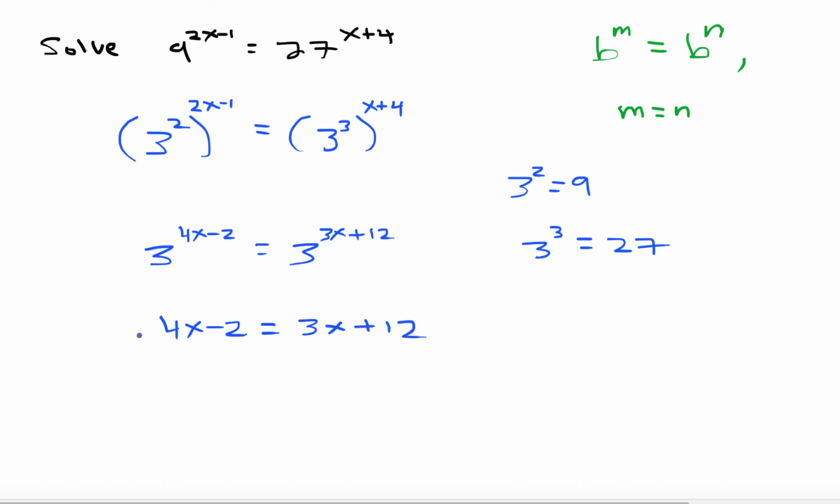And we should be able to solve an equation of this type. Right here, we'll just subtract the 3x from both sides, and then I'll add the 2 to both sides. I'll just do this all in one shot. And you notice what happens: 4x minus 3x is just 1x, and on the right side, 12 plus 2 is equal to 14.